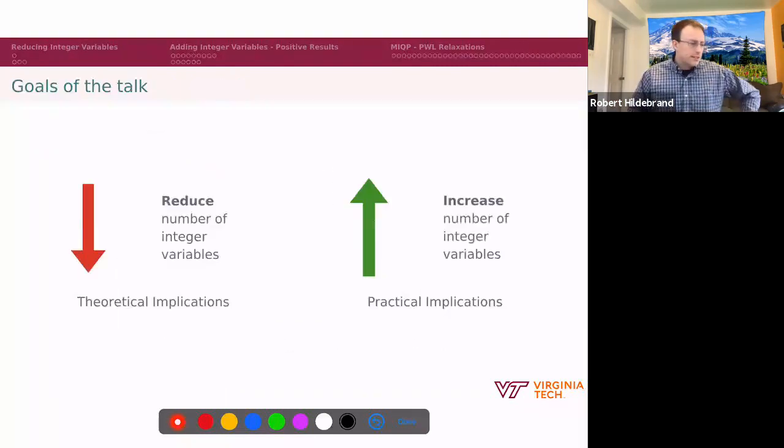Okay. So we'll think about this first part of, can I reduce the number of integer variables in a model and still really model the things that I want to model? And somehow, hopefully, that implies something about the complexity of solving the problem. And then we'll flip the idea here and say, well, what happens if I do increase the number of integer variables? Can this be helpful when actually solving things? And why could that actually be?